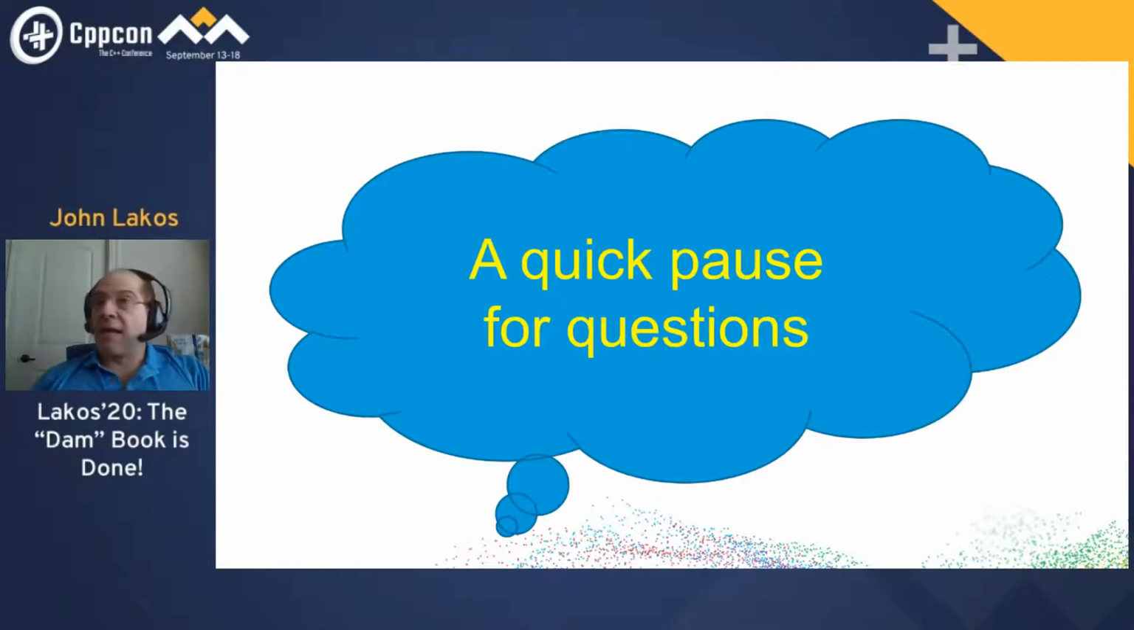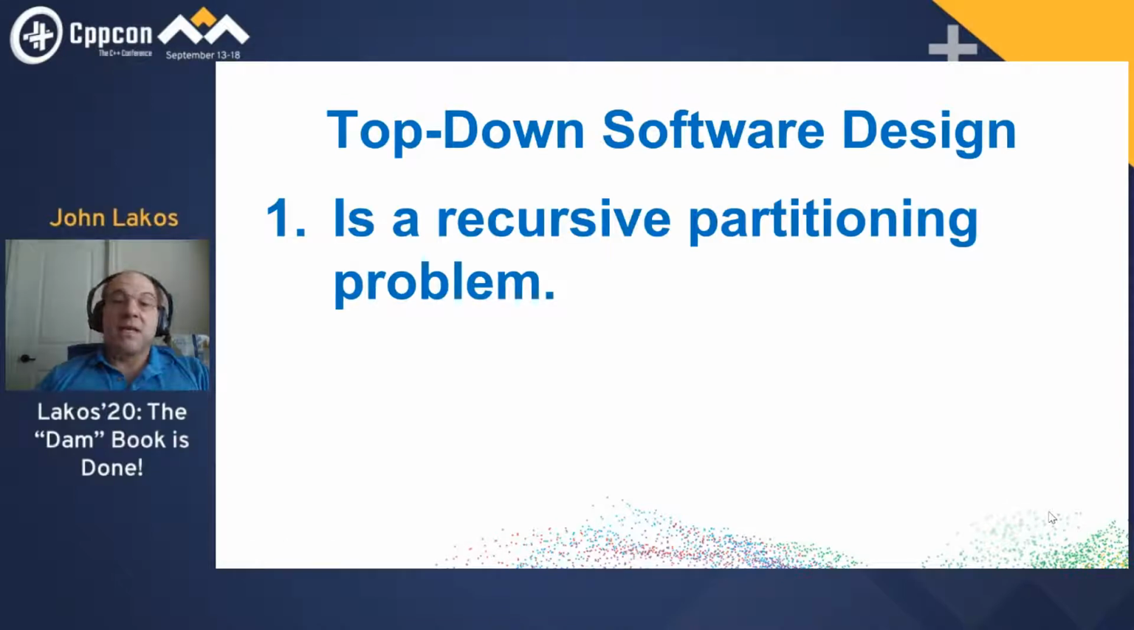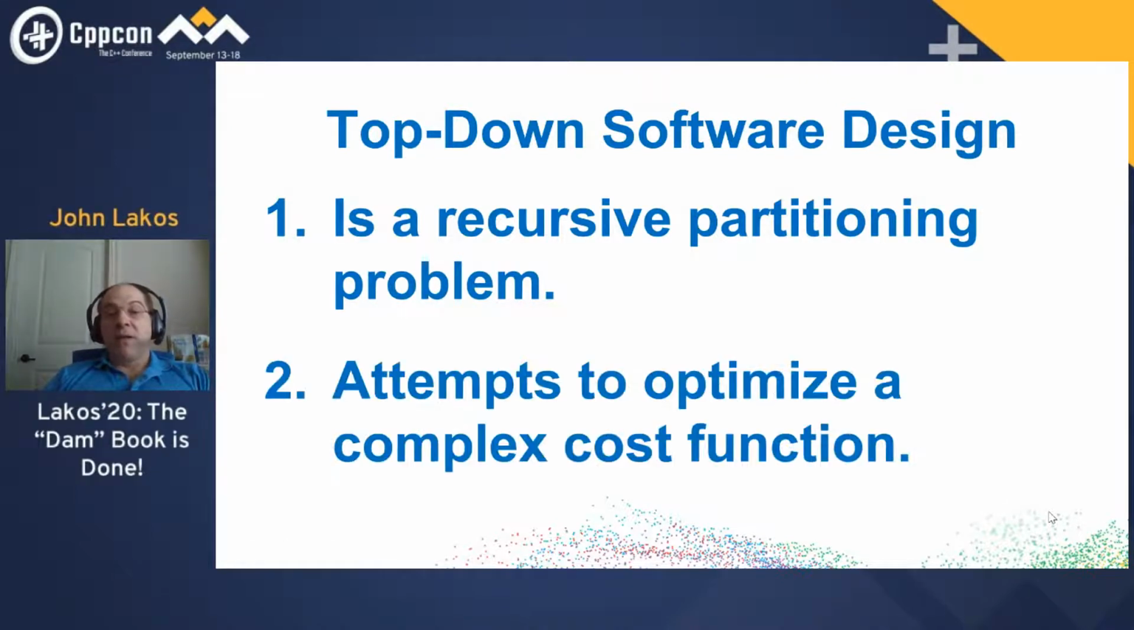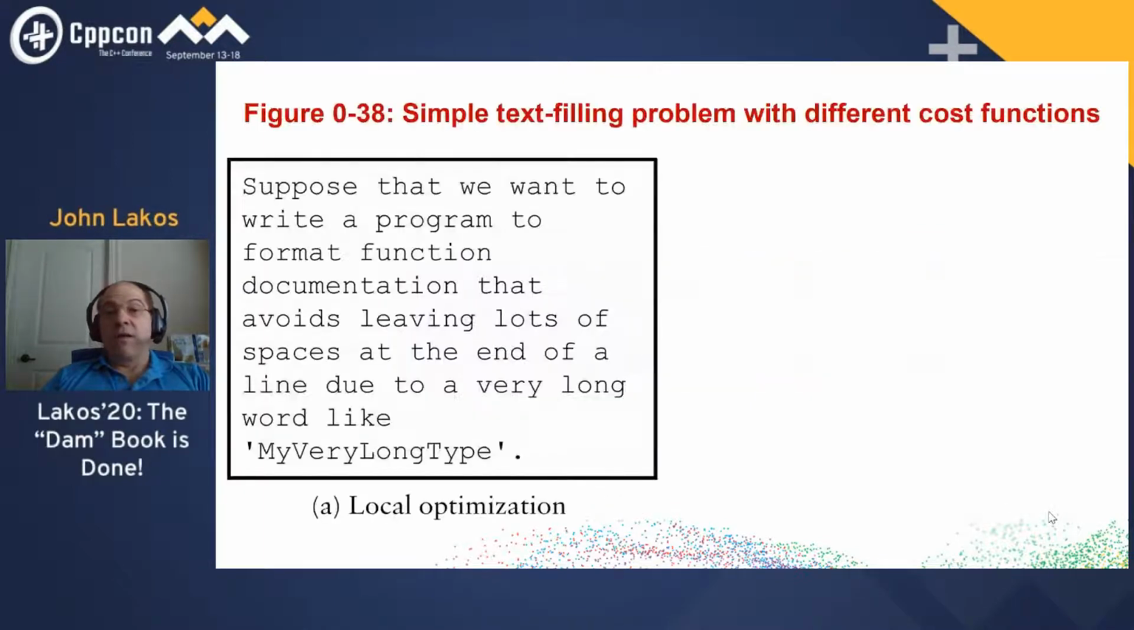So now I'm going to go on to the next step, which is to talk about an analogy. Top-down software design is a recursive partitioning problem, and it's a hard problem. Attempting to optimize it is satisfying a complex cost function. So we're going to create an analogy between hierarchical software design, which is hard, and something that's not as hard and quantifiable. So take a look at this. We have this text here. Suppose that we want to write a program to format function documentation that avoids leaving lots of space at the end of a line due to very long words like my very long type.